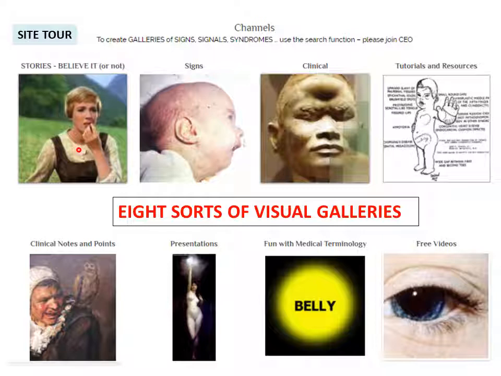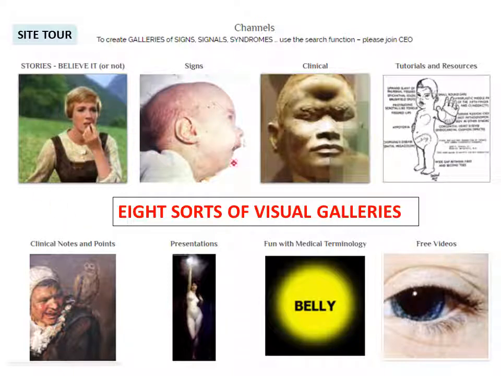But visual information comes in many styles and perspectives. So to accommodate all of that, we assembled 8 sorts of visual channels or galleries. One is the collection of images that illustrates stories, believe it or not, very important. The main central gallery is science. This is the one you're going to see very often on your tablet or telephone if you so wish. Then there's a channel of clinical clusters of images. We'll explain the others in a minute.